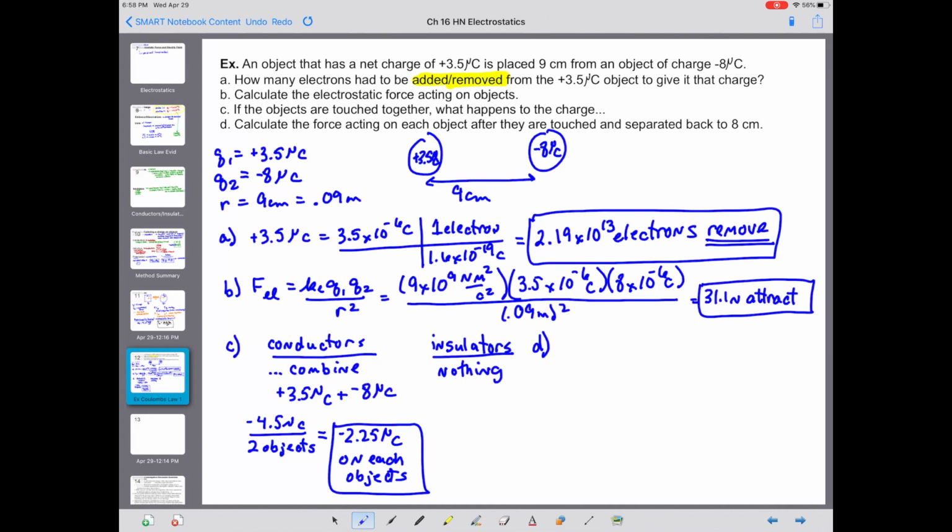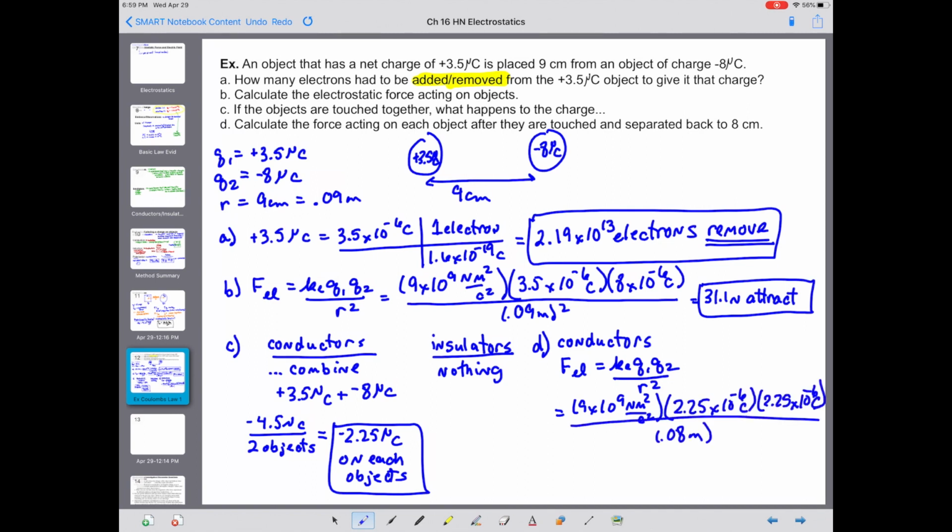Now in part D, calculate the force on each object after they are touched together, and we're going to assume on part D that we are dealing with the two objects as conductors. So then similar to part B, F equals K Q1 Q2 over R squared. So then our 9 times 10 to the 9th Newton meter squared per Coulomb squared. Our charges are both 2.25 times 10 to the negative 6th. Our distance is now 8 centimeters, so then 0.08 meters.